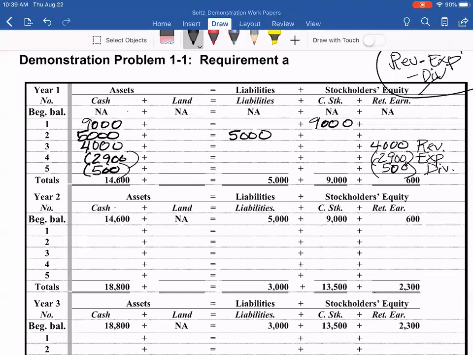So if you would add up all of your assets here with your cash, you would get $14,600. We didn't have anything in land. Liabilities, we only had one transaction that happened in liabilities, so that's how we ended up with the $5,000. One transaction in common stock ended up at $9,000, and we had a lot going on over here in retained earnings. So beginning retained earnings, revenue less expenses and dividends, we would come up with an ending retained earnings as of the first year of $600. So our beginning retained earnings is 0. Our ending retained earnings is $600.